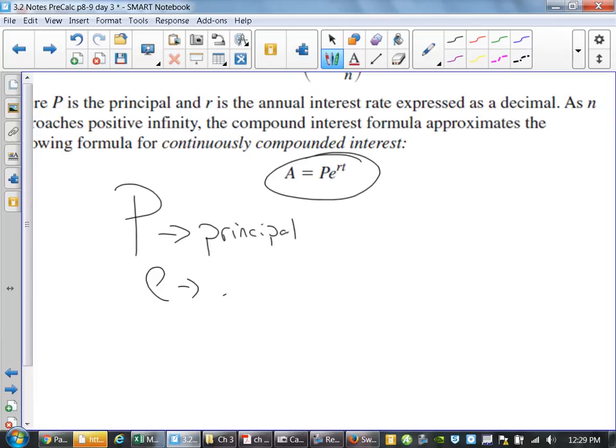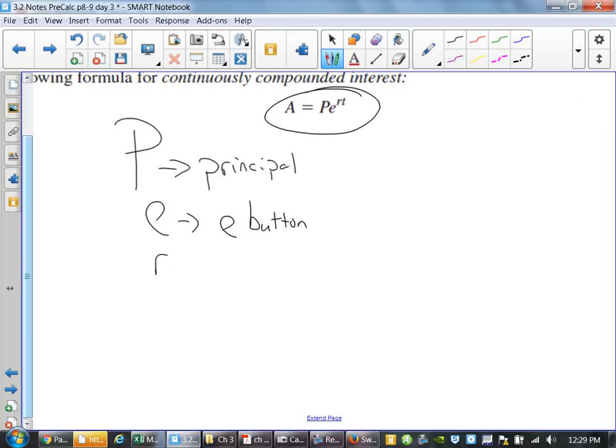It's P E to the RT, where P is your principal. E is the E button, next to the F one. R is your percent as a decimal. And T is time in years.